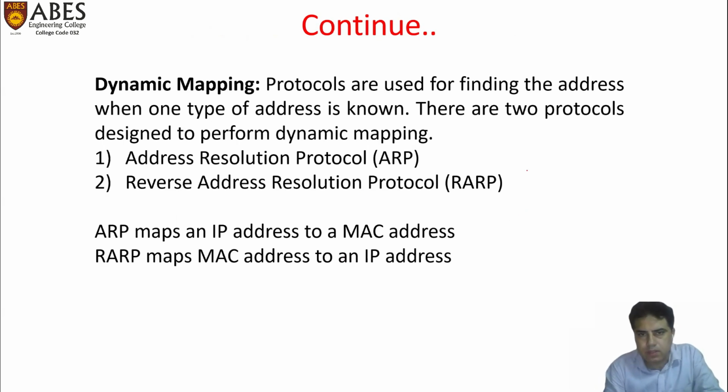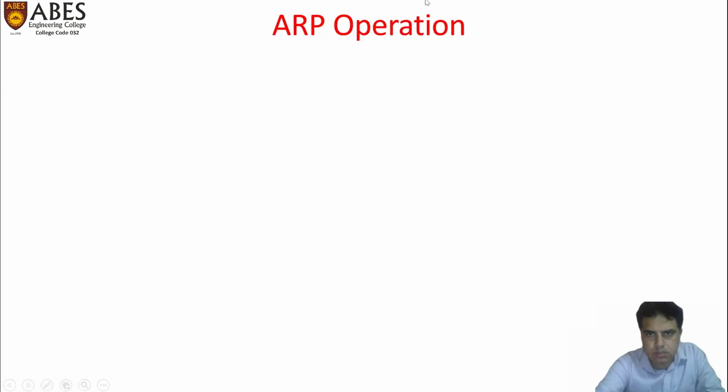In dynamic mapping, protocols are used for finding an address when the other type of address is known. There are two types of protocols designed to perform this dynamic mapping. The first one is Address Resolution Protocol and the second is Reverse Address Resolution Protocol. ARP maps an IP address to the MAC address, and RARP does the reverse mapping, that is, MAC address to the IP address.